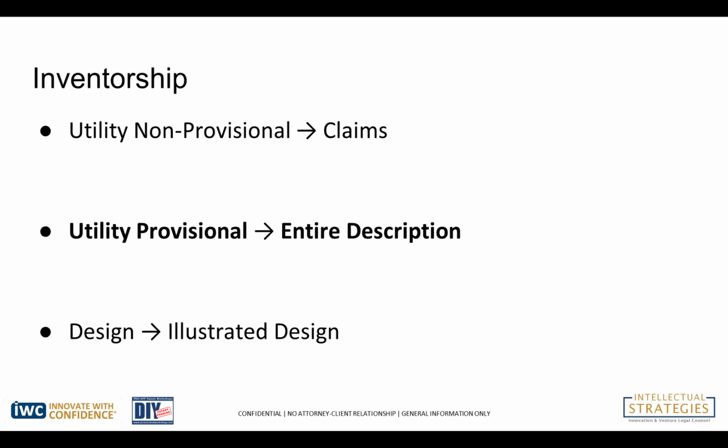In contrast to a non-provisional patent application, a utility provisional patent application has inventorship defined by the entire description of the specification itself. And remember, if you do include claims in a provisional patent application, those claims are considered part of the entire description or part of the specification. Since claims aren't required and the entire description is used as the scope of the potential invention, the entire description is also used to determine inventorship for a provisional patent application.